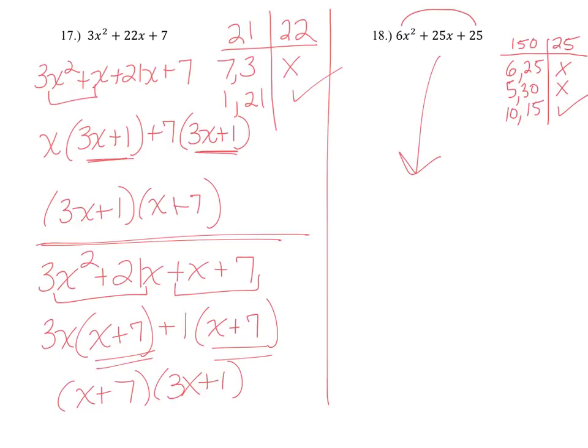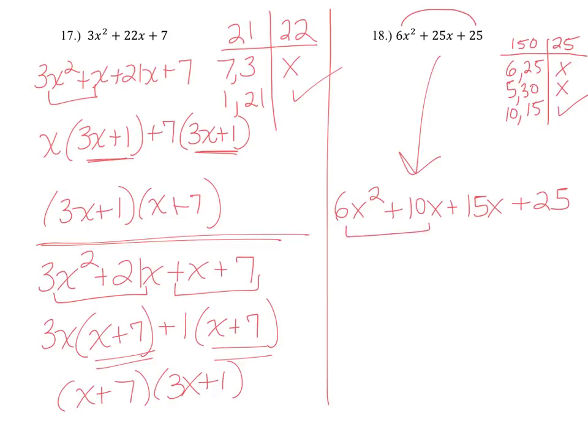I'm going to bring this down here. So now I'm going to have 6x squared. That's my first term. I'm breaking up 25x into 10x and 15x. If you've done this on your own, if you put 15x first and then 10x, that's fine. That's totally fine. Your work's just going to look slightly different than mine until the end, right?